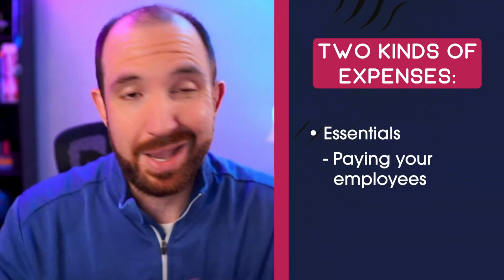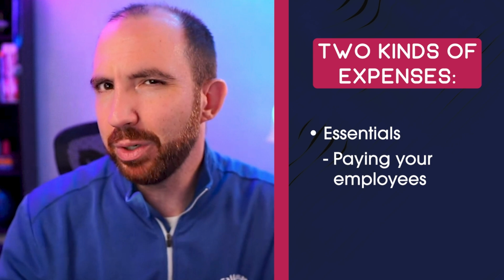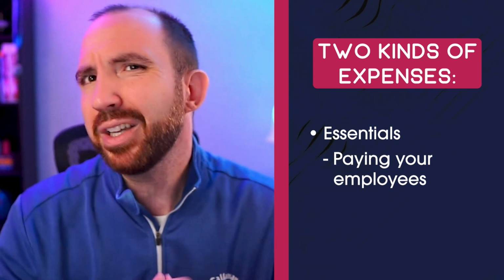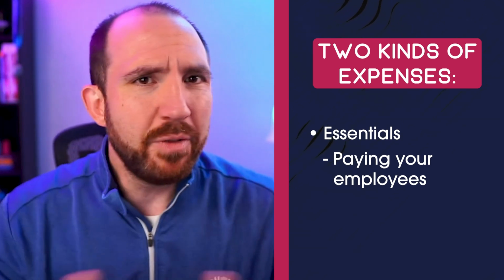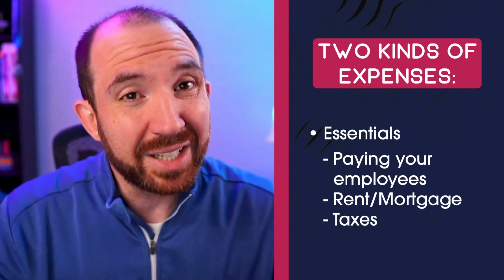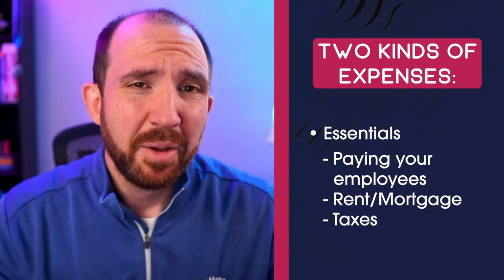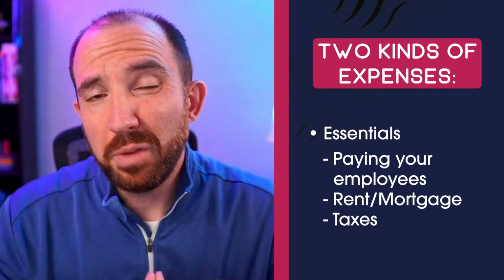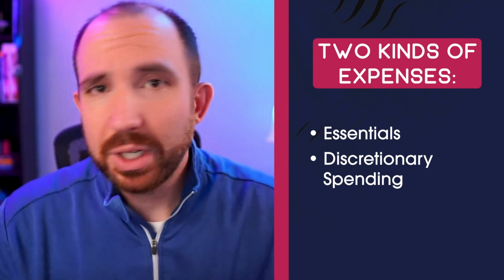In a business perspective, these might be things like paying our employees, because if we don't do that, they're probably not going to show up to work for very long. And then you've got things like paying your rent or your mortgage. You probably need to be paying your taxes if you don't want to go to jail. And these are some of the things that would fall under the category of essentials that you need to be spending your money on. After essentials, we have our discretionary spending.